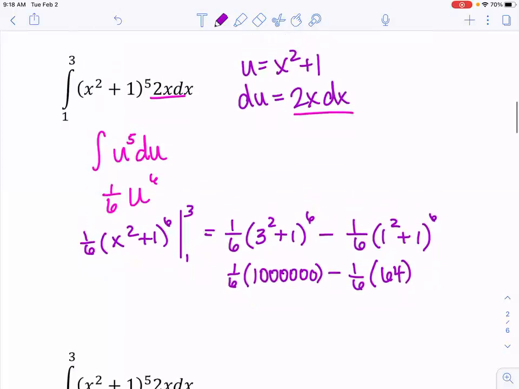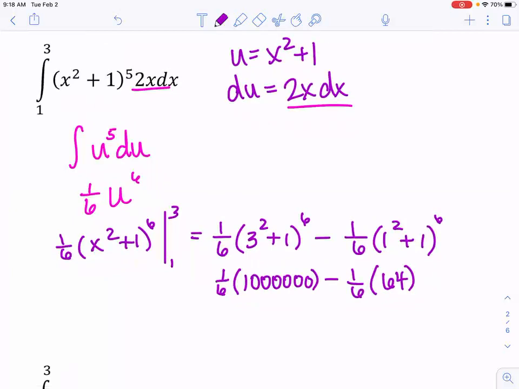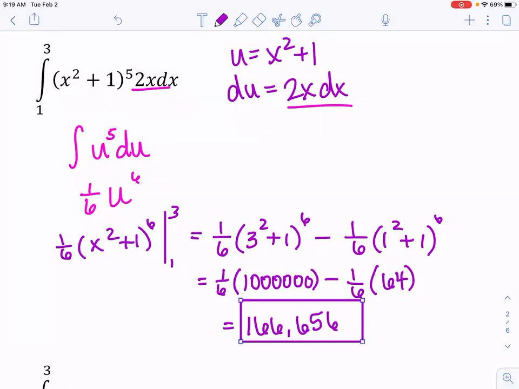All right, what is that? I'll let you use your calculator. I think it's a nice number, actually. 166,656. Nice number. Not a fraction. That's nice. Okay. So that is option number 1 when working with the definite integral with U-substitution.